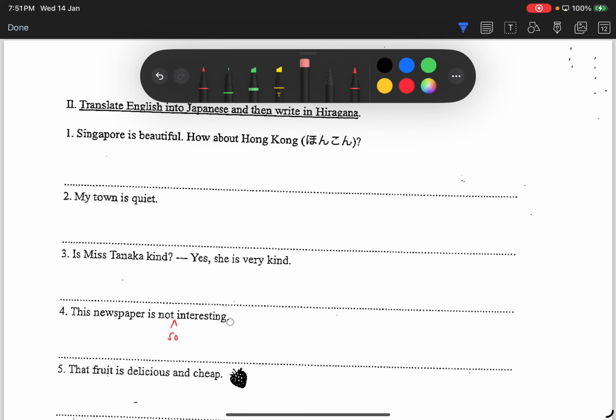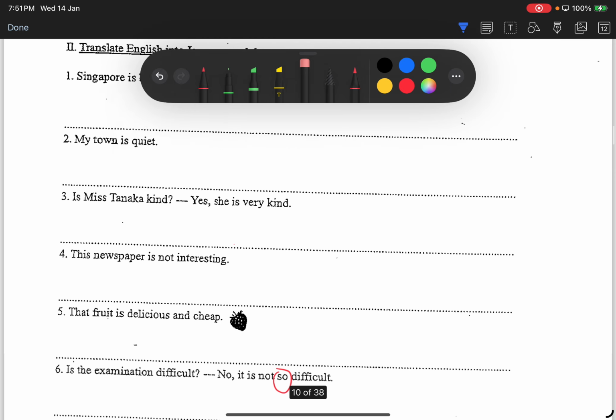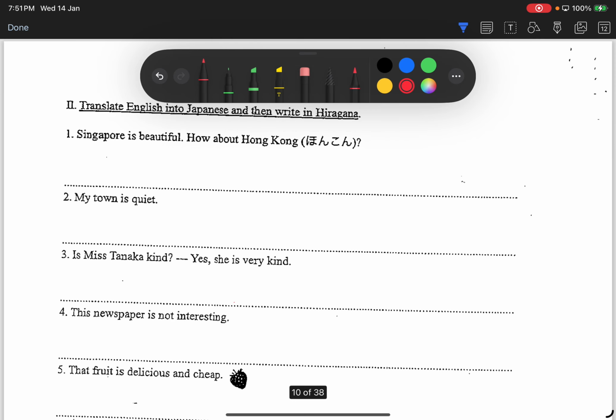Okay. So we continue from Ian. Number 1, Singapore is beautiful. How about Hong Kong? Okay, translate this for me. Wait, I forgot to write the chronology for the next. Oh, so you cannot read. Second one. You can do the second one. Okay, you give me the second one.